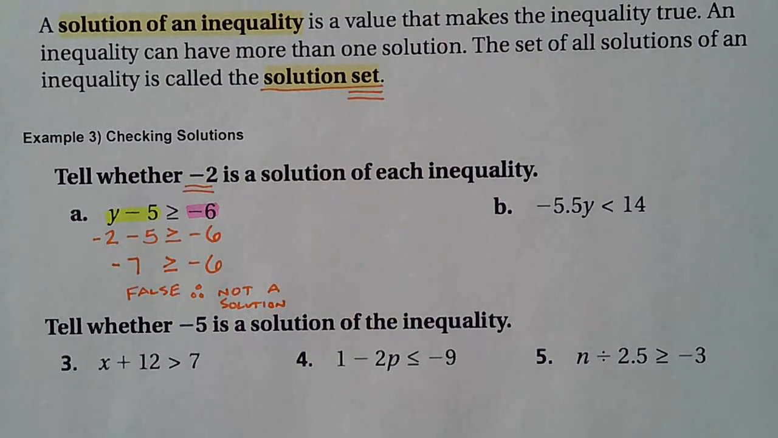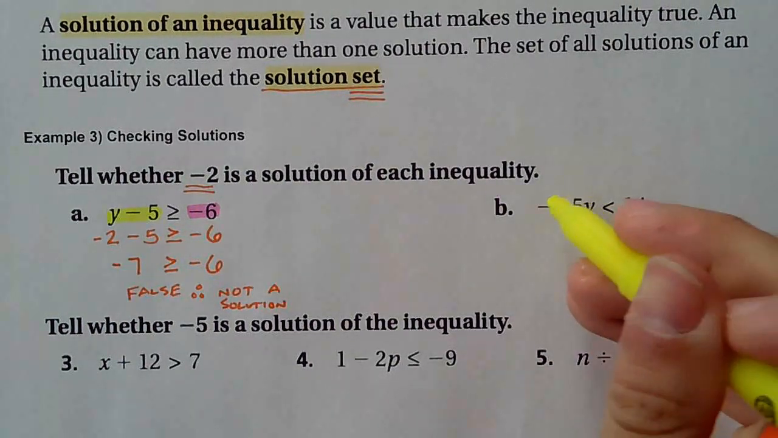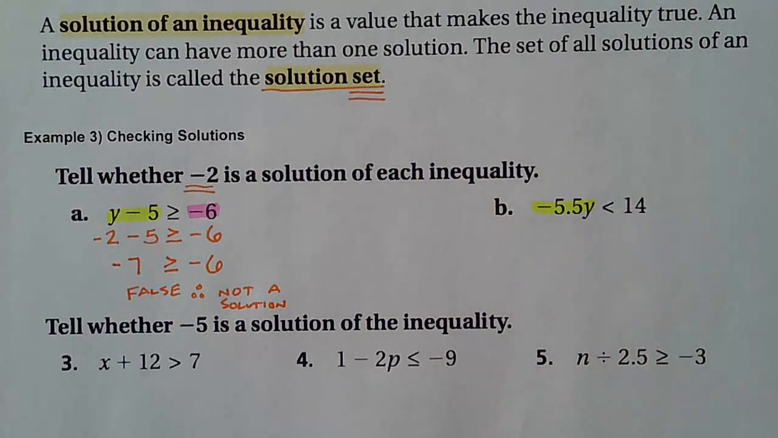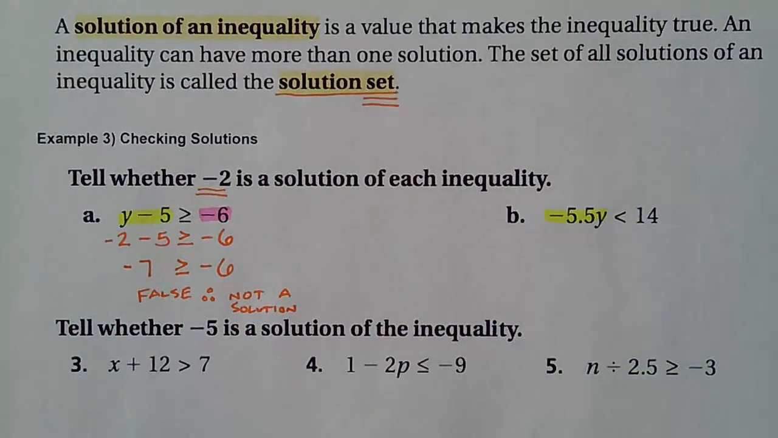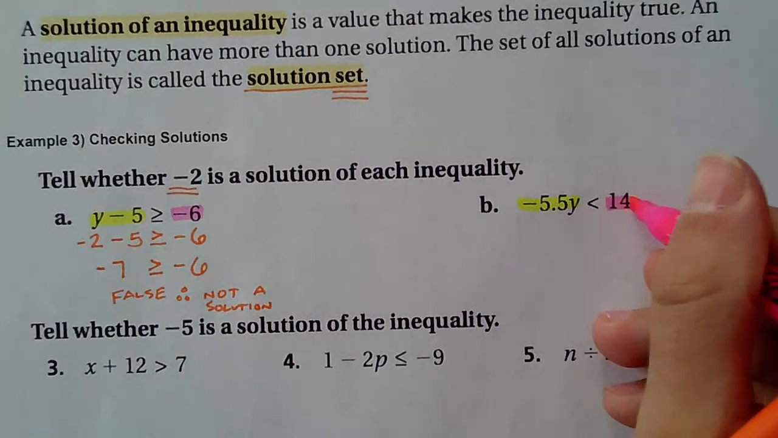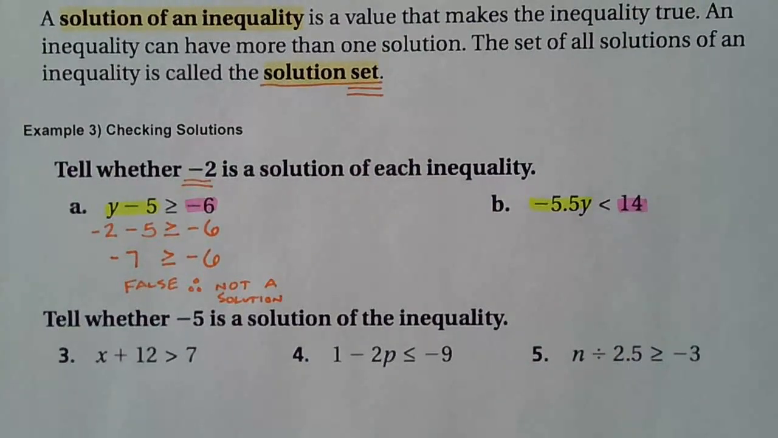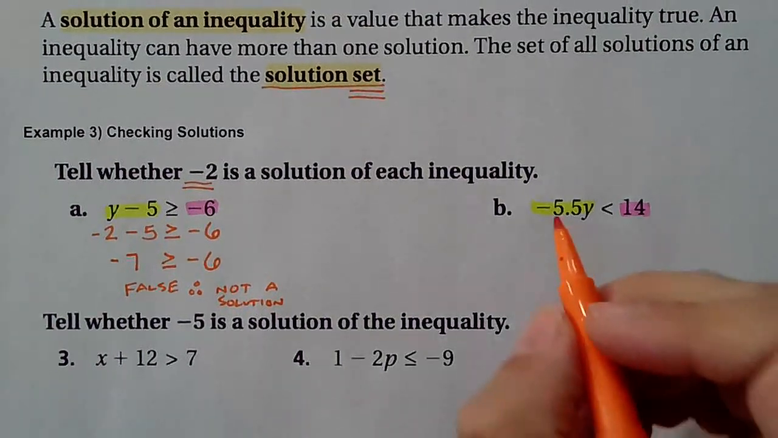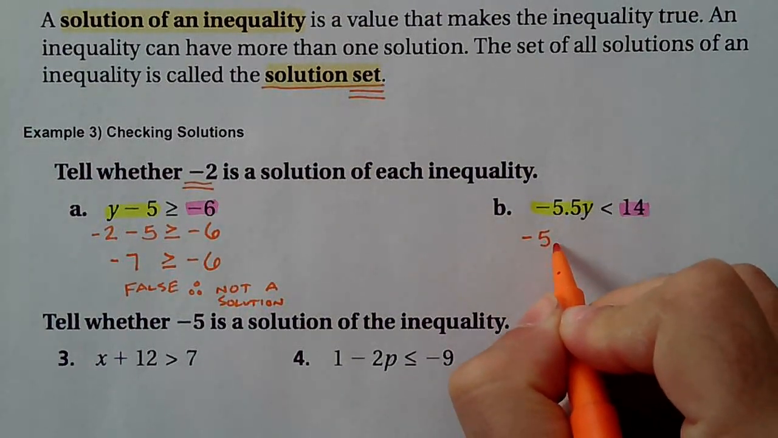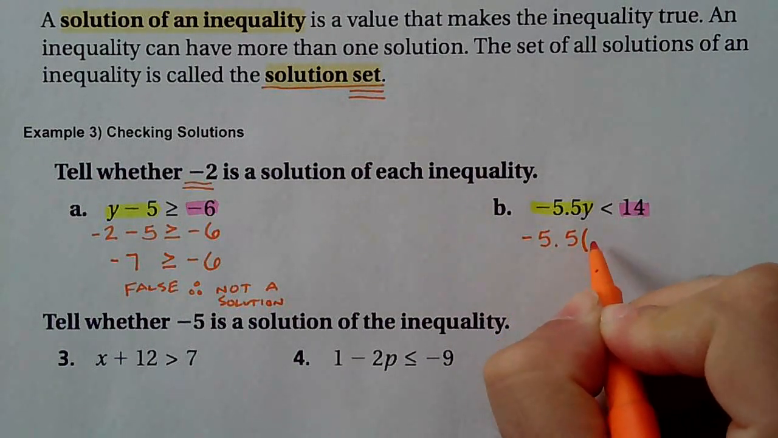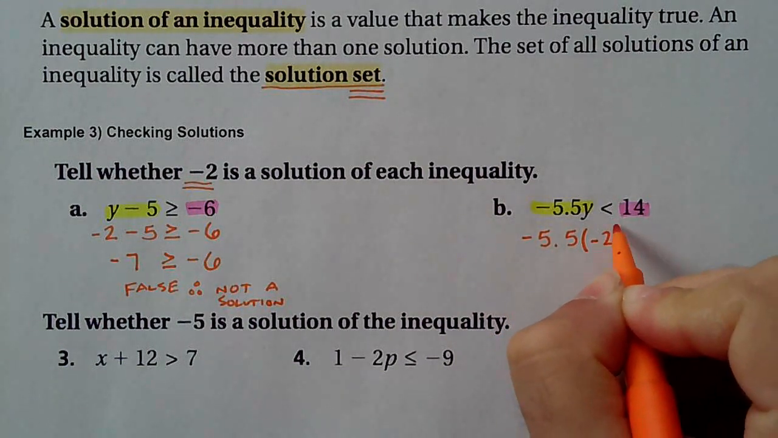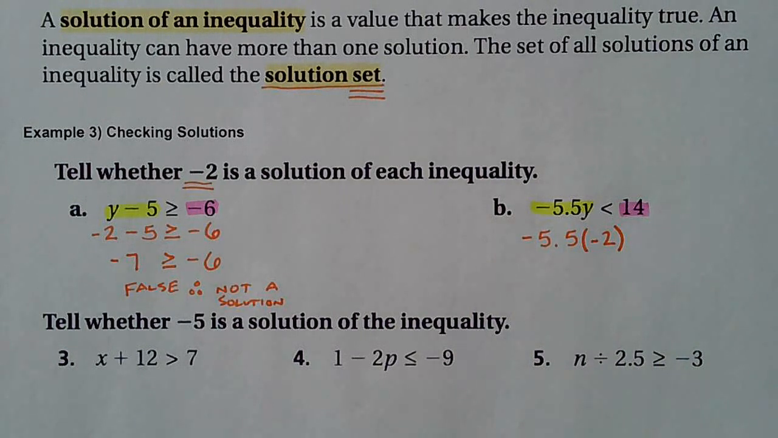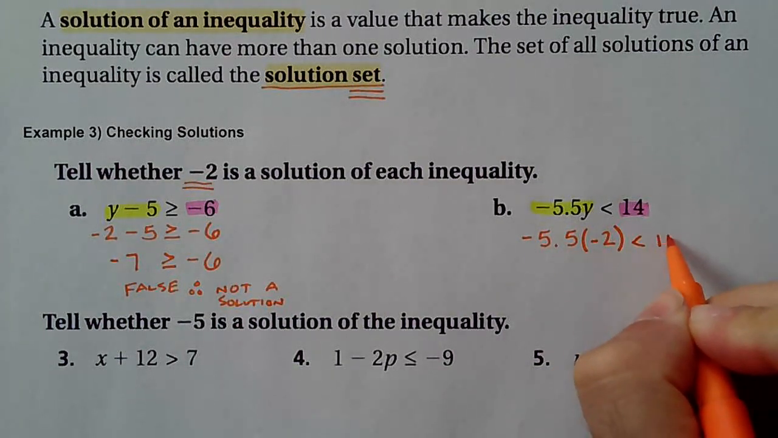Let's look at B. Again, I want to know, is the left side less than the right side when y is -2? So again, we'll keep -5.5. I'll replace the y with -2. Now I'm putting it in parentheses for keeping that negative with the 2 and also reminding myself it's multiplication. Less than 14.